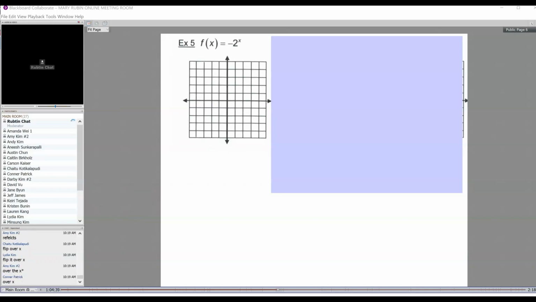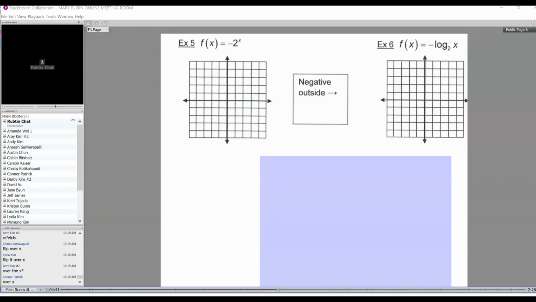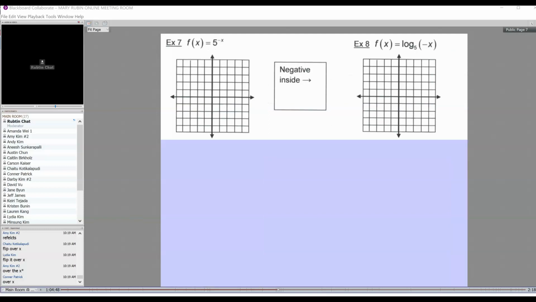And similarly with, so we were going to do all of these, but I don't want to take the time. Negative outside, so that's going to reflect over the x-axis, just like before. If I have a negative with the x, that flips it over y, and don't worry about the negative in here. Remember we said you can't have negative numbers in here? Well, that's true, but if x is a negative, that makes this positive. So it's going to be in this quadrant instead of over here. Don't panic.